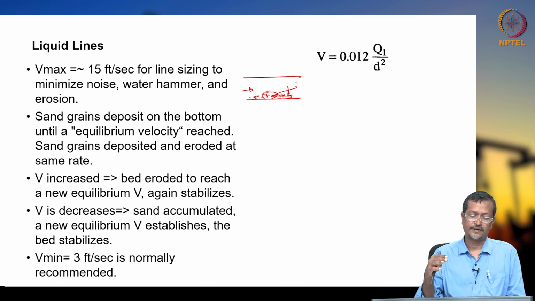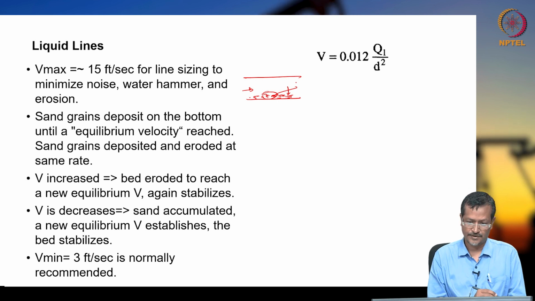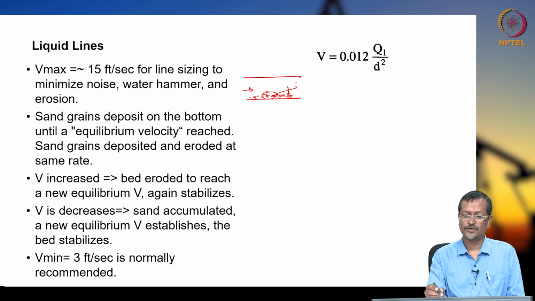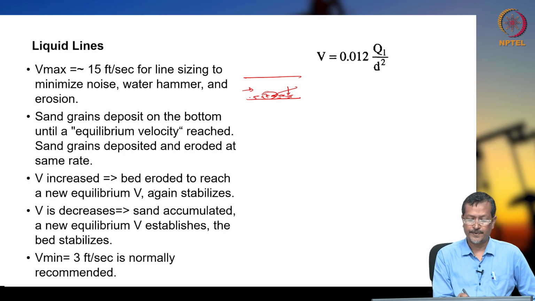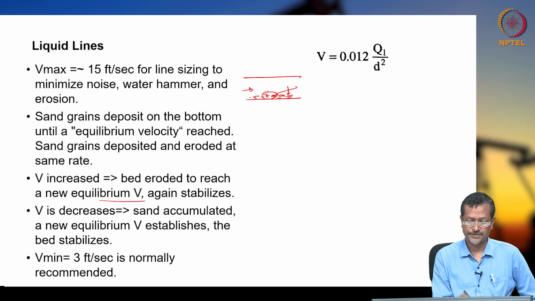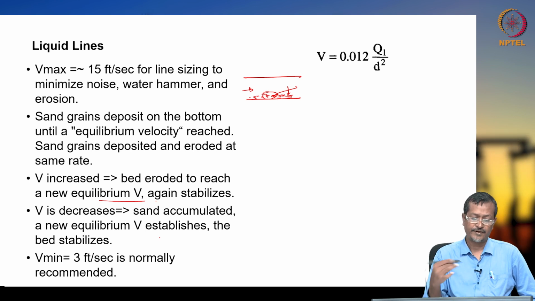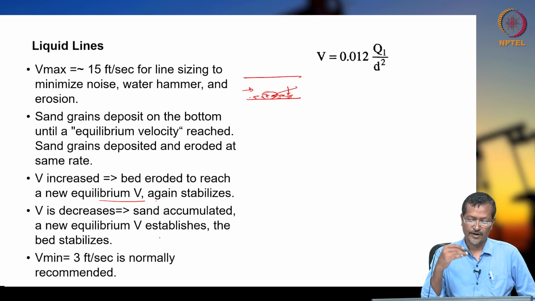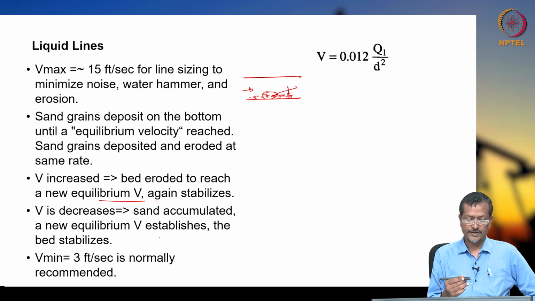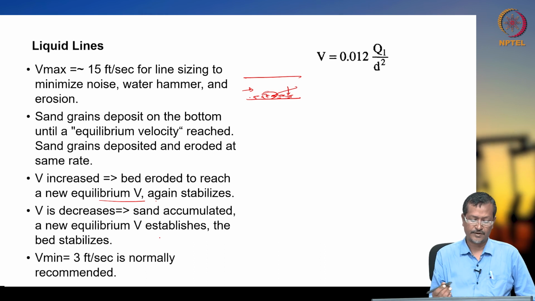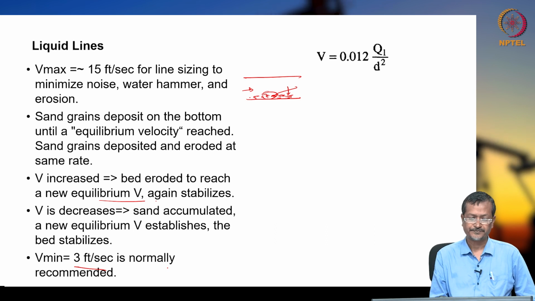So that equilibrium maintenance will work if you are changing fluid velocity, but at very high velocity the erosion rate will be higher. So there will be almost no deposition. If V is increased, the bed is eroded to reach a new equilibrium velocity, V meaning velocity, and again it will stabilize. If V is decreased, again some more accumulation will be there, and again equilibrium will be established. Minimum velocity of fluid can be 3 feet per second, they normally recommend.